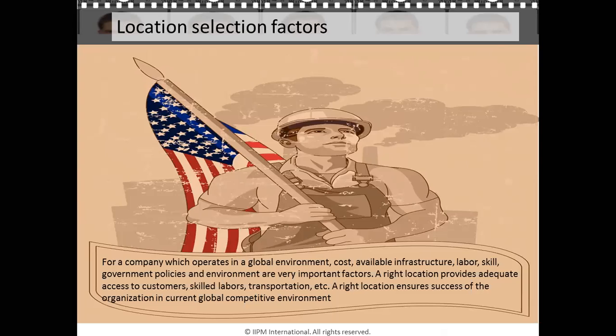Location selection factors. For a company which operates in a global environment, available infrastructure, labor, skill, government policies, and the environment are very important factors. A right location provides adequate access to customers, skilled laborers, transportation, and so on. A right location ensures success of the organization in the current global competitive environment.